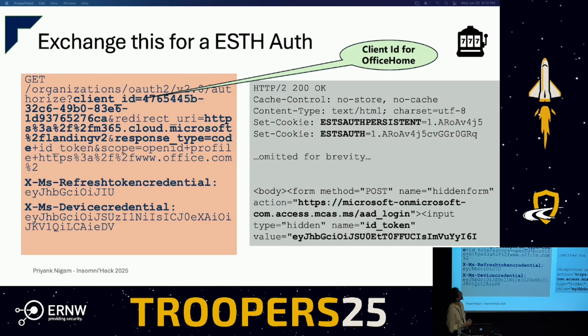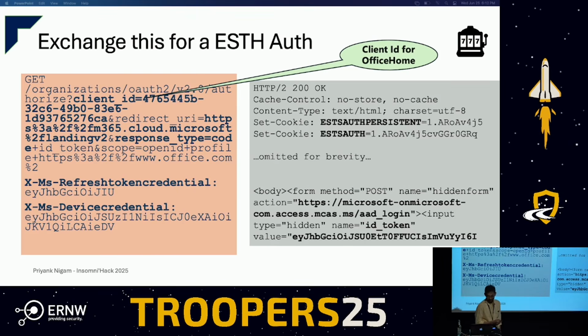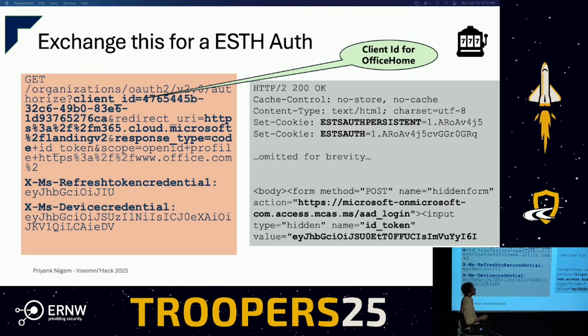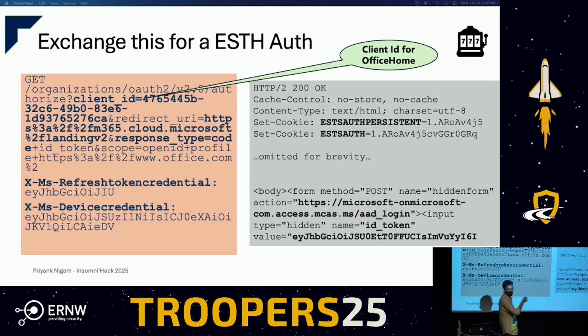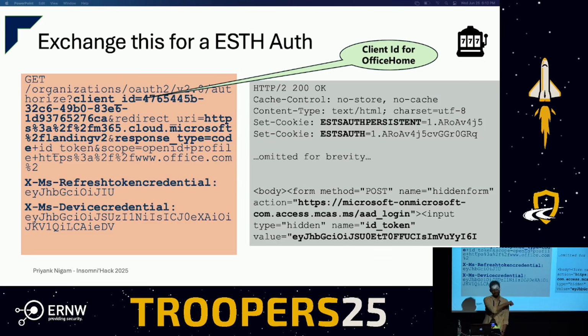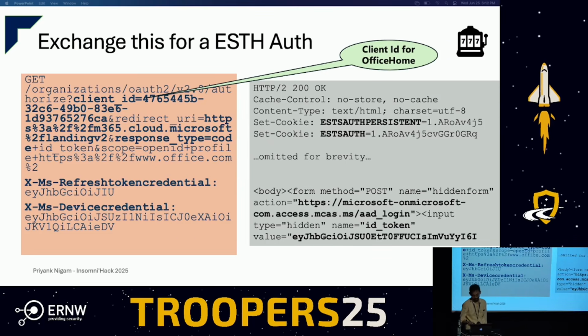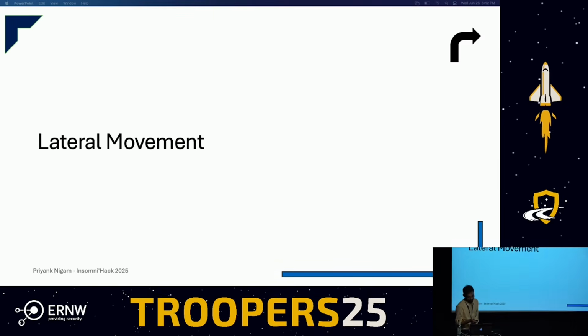Once you have that, you can typically exchange this for a longer-lived ESTSAUTHPERSISTENT token and ESTSAUTH token here. This is just the client ID for Office Home. So once you send this from the target device and capture these cookies, you could simply copy-paste them into your browser, go to login.microsoftonline.com, and you will be logged in as the target user without being on the device. So you could do that from an attacker machine.